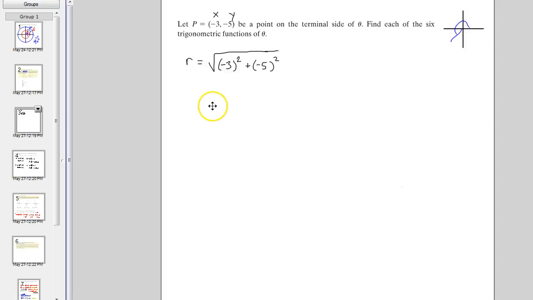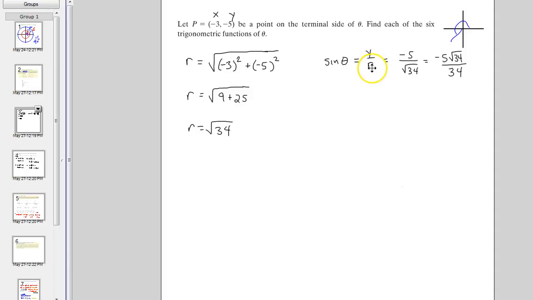R equals the square root of the -3 squared plus the -5 squared. That's 9 plus 25, which is 34. So we're going to start off with that, and then we just start setting up our trig functions. So sine equals y over r, that's -5 over the square root of 34. Alright, and then if you want to rationalize it, you can just multiply top and bottom by the square root of 34. That'll get rid of the square root on the bottom and give you an extra square root of 34 on the top. But it's fine with me if you just leave it with the square root on the bottom.